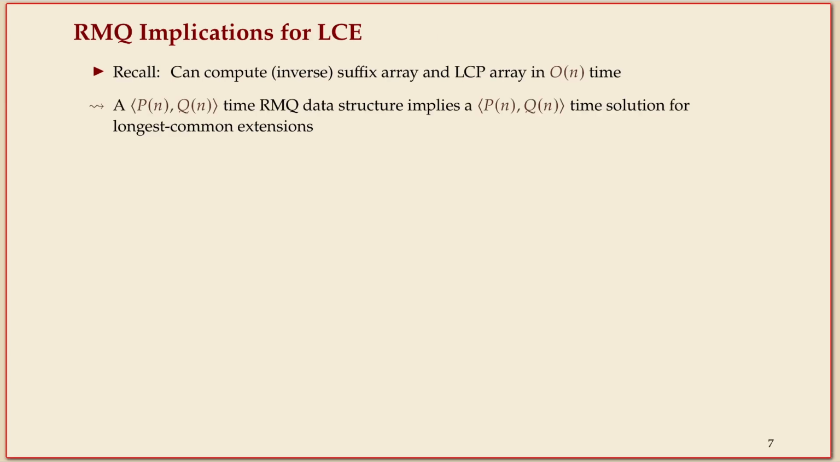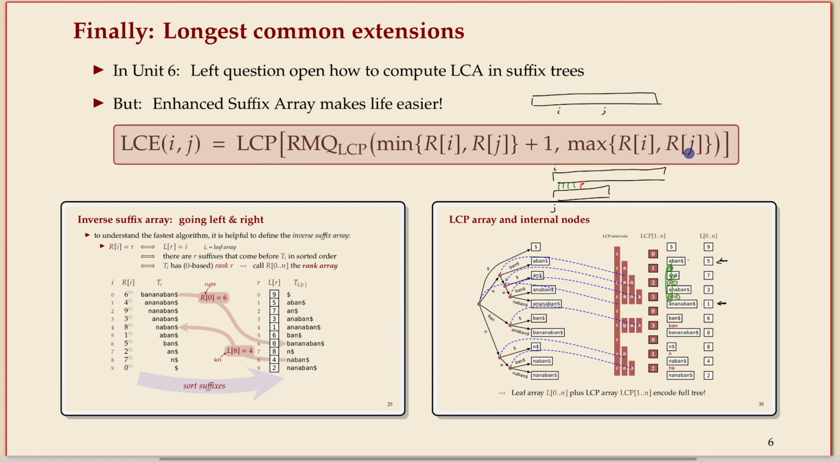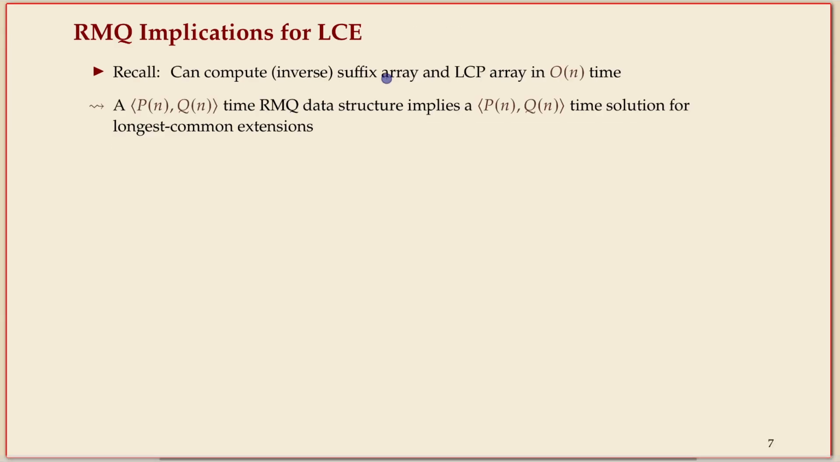To make the connection quantitative in terms of the performance, we should first of all compute all the ingredients that we have here. So what do we need? We need the inverse suffix array. For that, we probably want first the suffix array and then the inverse suffix array. And we need the LCP array, and then we can start with range minimum queries. We can compute all three ingredients in linear time. That's things we discussed at length in Unit 6.